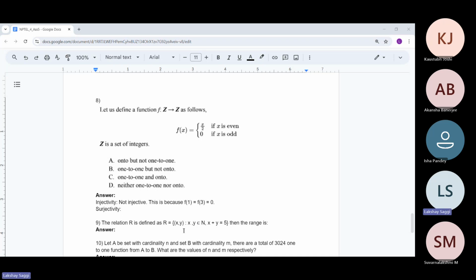So Kansha is saying that it is onto. So good job, Kansha, you're correct. So this function is onto. It is onto. And why is this the case? Consider any integer y. So consider any integer y lying in the codomain, right?